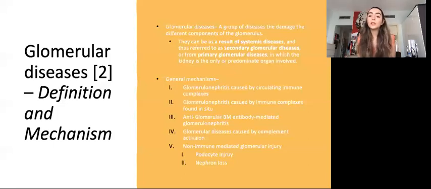And then we also have non-immune mediated methods of glomerular injury, such as podocyte injury or nephron loss. Podocyte injury can be by toxins, certain cytokines, or antibodies to podocyte antigens. This injury produces morphological changes, including effacement of the foot processes, which means flattening of the foot processes, erasing them, vacuolization, and detachment from the basement membrane. This results in the development of proteinuria. And then we have nephron loss.